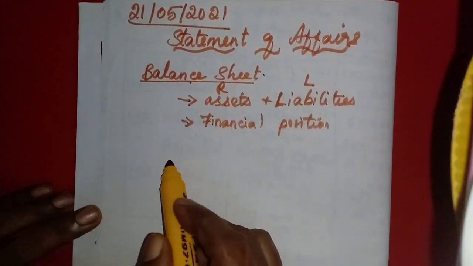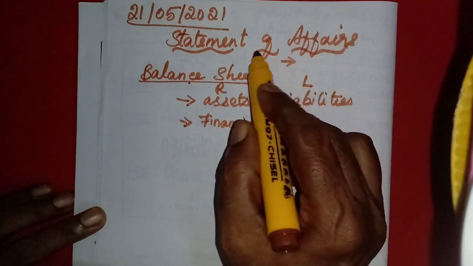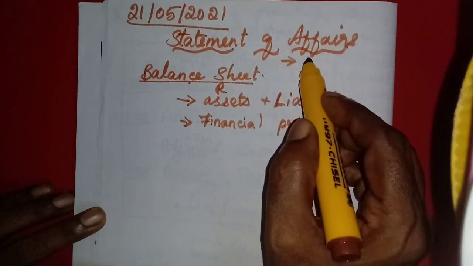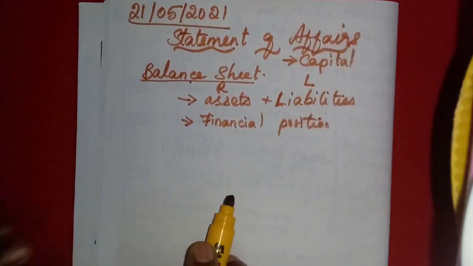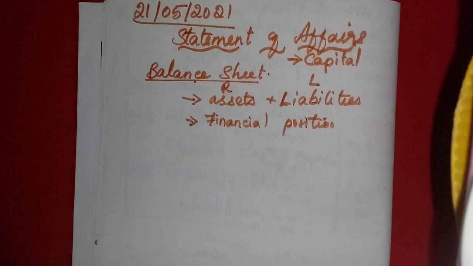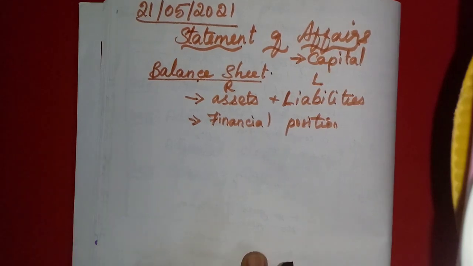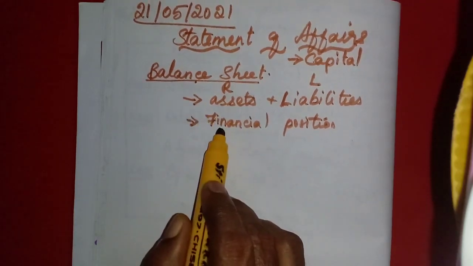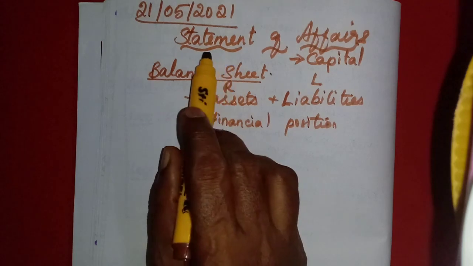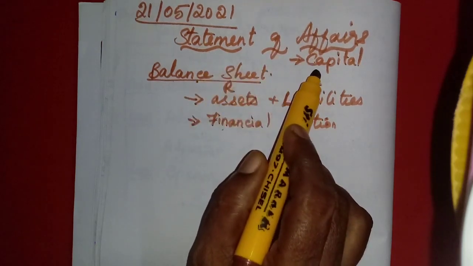But in the statement of affairs, we prepare it in order to calculate the capital. The difference also we will learn. Around 5 points I will show in the book itself, because you have to learn as it is given in the book. Sometimes they have asked already even for 5 marks. Only 5 points are available, so you should learn all the 5 points. From the balance sheet we can ascertain the financial position of the business, but from the statement of affairs we will calculate the capital.